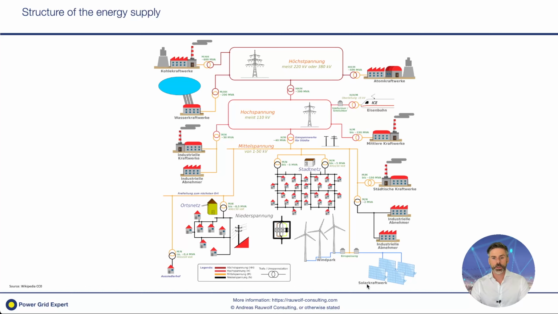We also have the DERs, the decentralized energy resources, wind farms, solar plants, for example. They are feeding the grid on different voltage levels, sometimes on low voltage levels, most often on medium voltage levels. But if you look at the offshore parks, of course, they have their own high voltage connection.